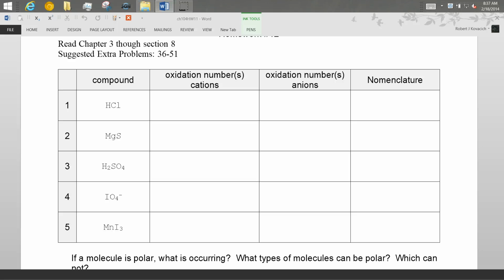Okay, let's go ahead and put down the oxidation numbers for each of these compounds, the ions within them, and then the name for them. So how about a cation for the first one? Hydrogen plus one. Yeah, the cation in this case is the hydrogen, and its charge is the +1. And then the anion? Chloride, and its charge is a -1. And the name of it? Hydrochloric acid.